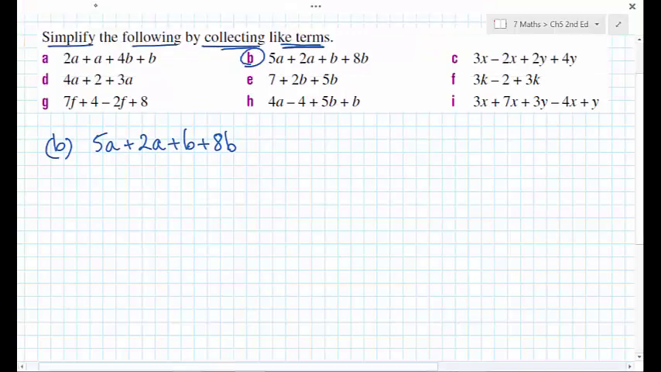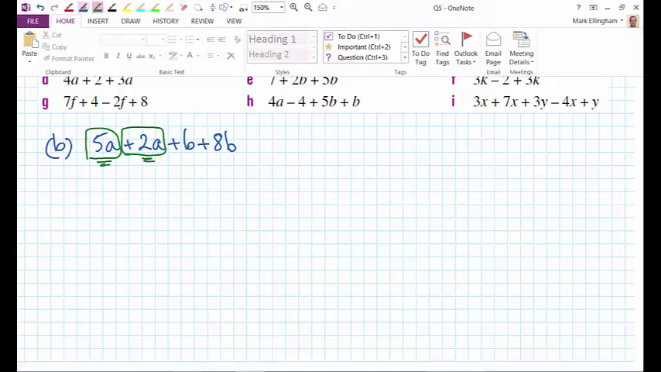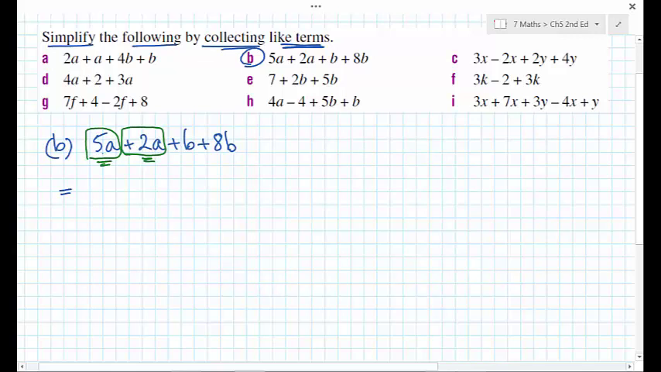What I want to do is identify all the terms involving A first, and I'm going to put boxes around them, including the numbers and the signs in front of them. So that's anything involving A. What I can do then is say, well, I have 5 lots of apples plus 2 lots of apples. 5 apples plus 2 apples will give me 7 apples, if I want to think of it that way.